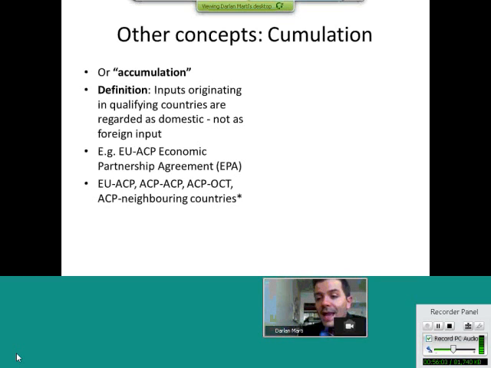So, for instance, in CARICOM, you may utilize any input from any other CARICOM country, even if the good is produced in Trinidad, for instance, but then that will not affect the fact that the good has community status, has community origin, and can circulate freely in the region.